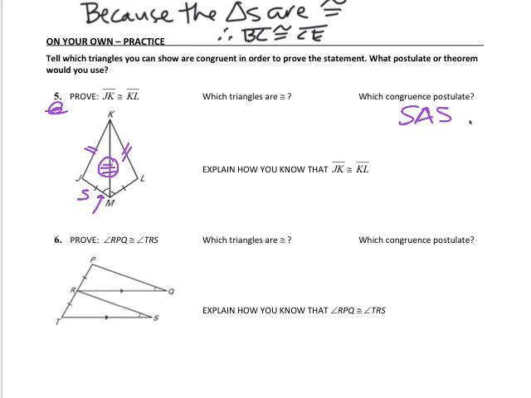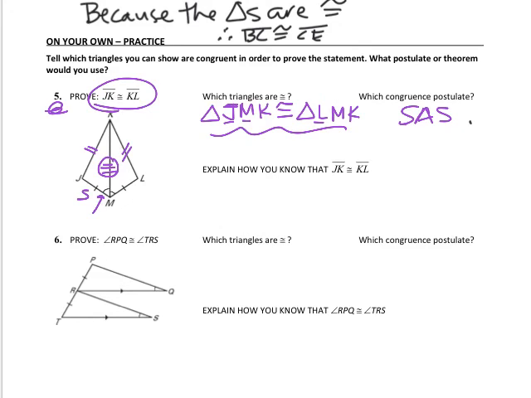So which triangles are congruent? Triangle JMK is congruent to triangle LMK. Don't forget, you have to go in the same order. Make sure that J is corresponding to L, M is corresponding to M, K is corresponding to K, etc. Now, how do you know for sure that these two sides are congruent? Well, because the triangles are congruent. If the triangles are congruent, then we can say that CPCTC proves that every single part of the triangle on the left is congruent to every single part of the triangle on the right.